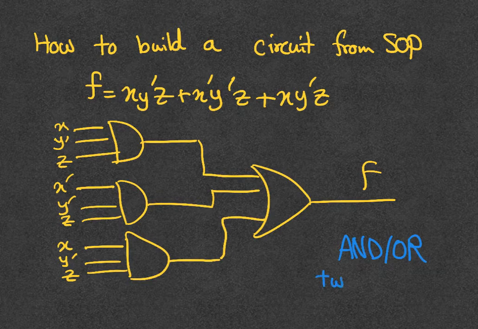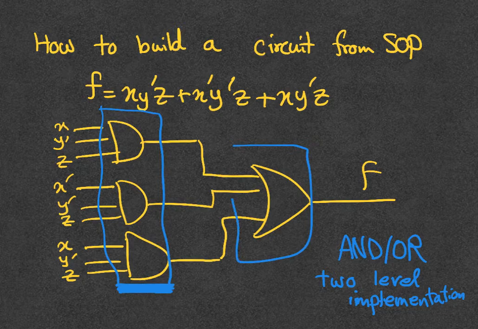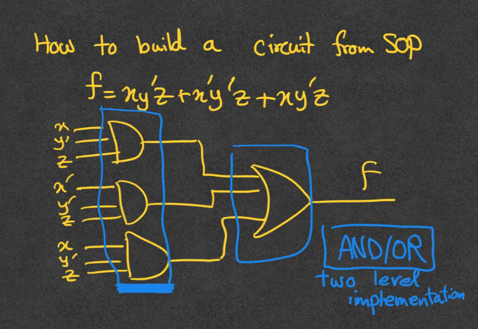So that's why the implementation of SOP is called AND OR. It's a 2-level implementation, because you have the AND gates first, all these AND gates, and then you have OR gates. So it's called AND OR implementation. That's for SOP. So let's now talk about POS.